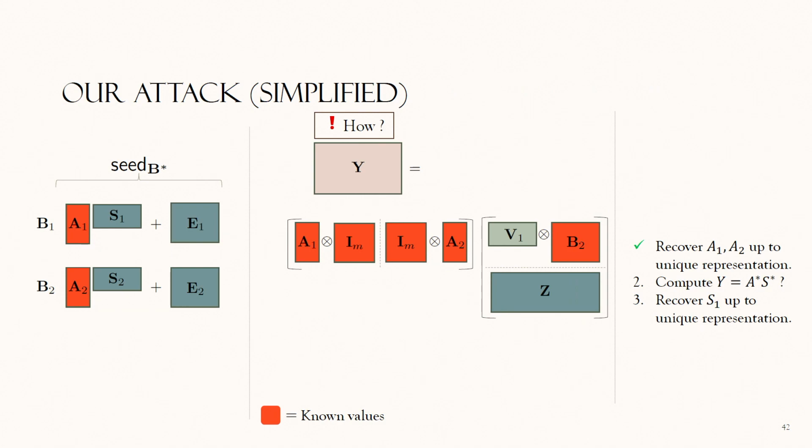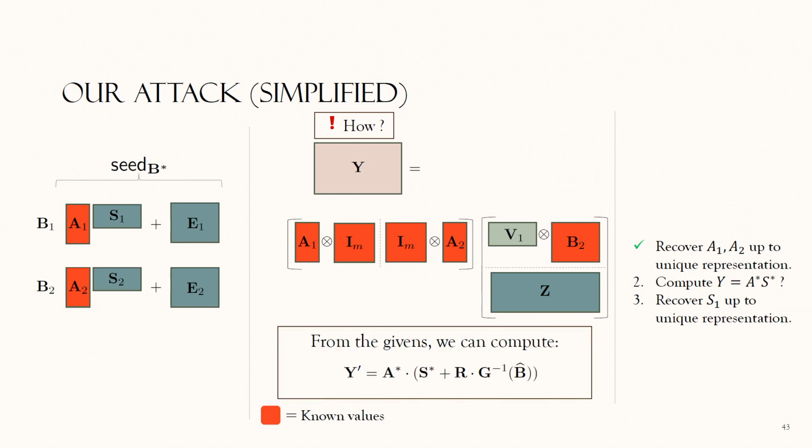So suppose you recovered now A1, A2 up to unique representation. The question is, how do you get this Y? Well, from the givens in the pseudo-random, in the subspace flooding assumption, you can actually compute something that almost looks like A star S star. It's this Y prime equals A star S star plus R G inverse B hat. G is a gadget matrix, B hat you can just think of as a homomorphic commitment to 0.